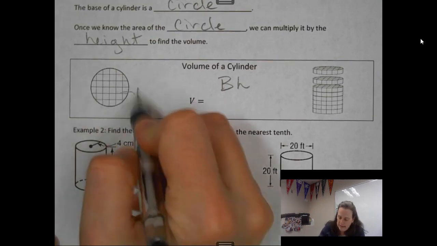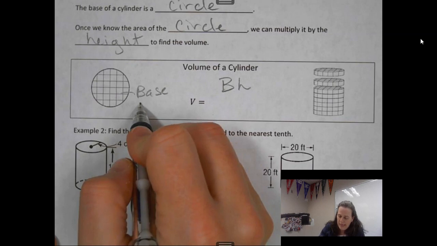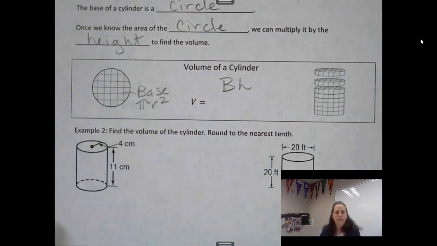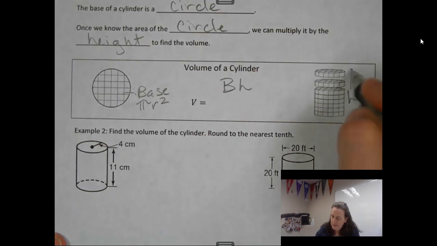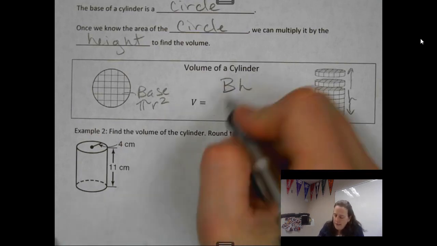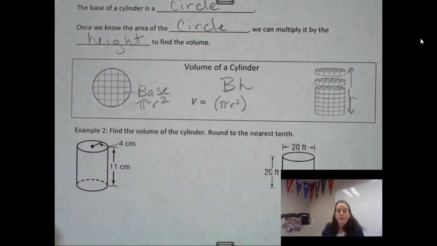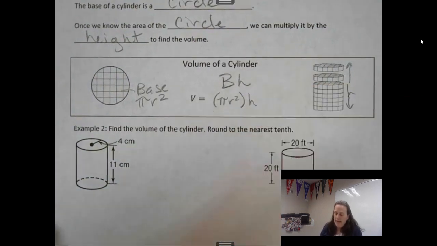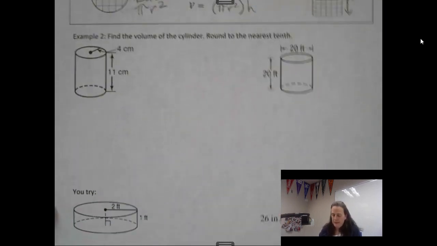So if this is our base, we find that area, which is pi r squared. And then we multiply that by the height to find the total volume. Okay, and I left a little space here in case you wanted to think about the base as pi r squared times the height. Okay, let's try this then. Find the volume of the cylinder, round to the nearest 10.